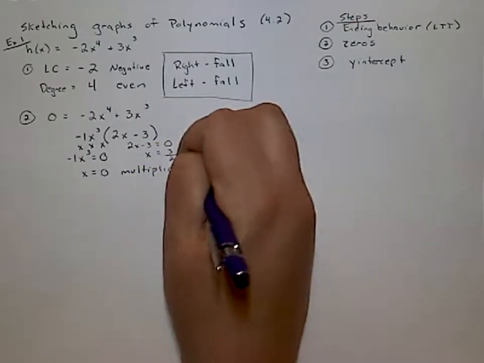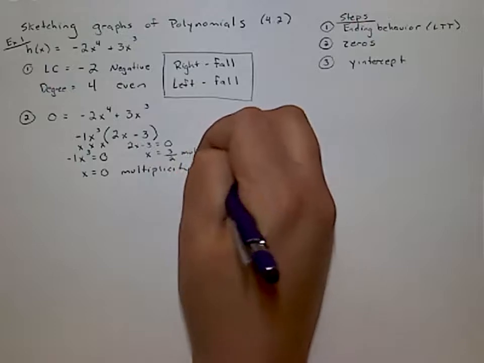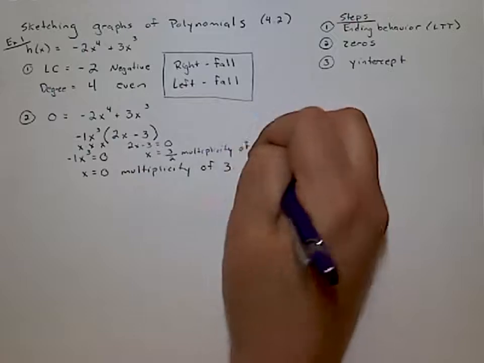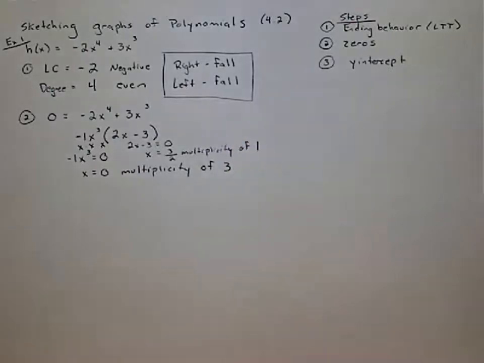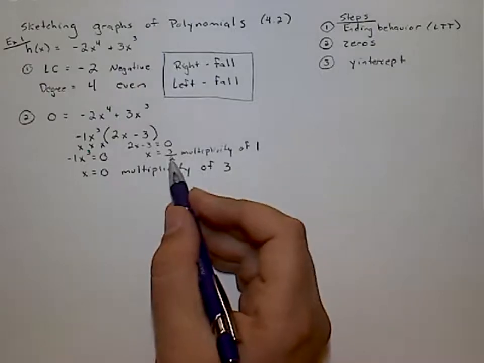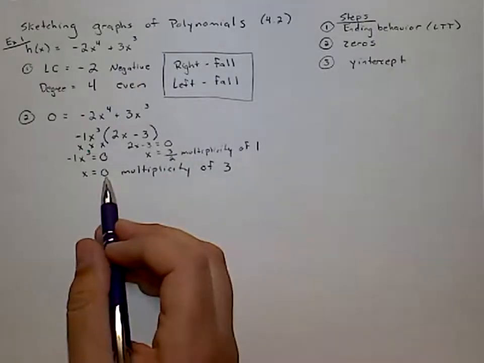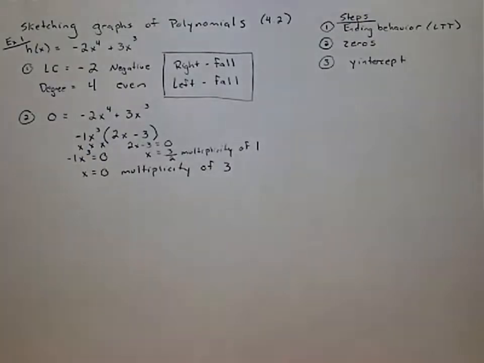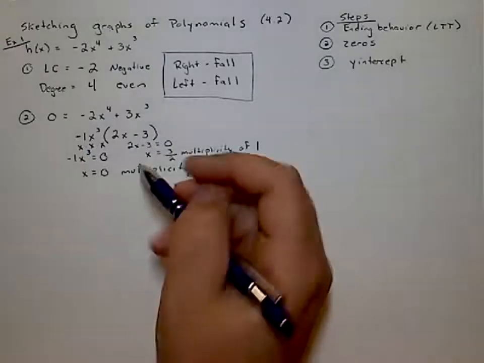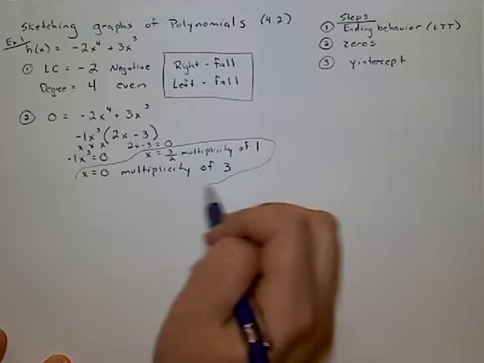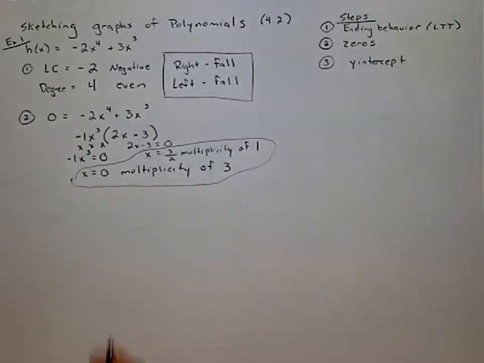Now that just has a multiplicity of 1. Spelling multiplicity is always tricky sometimes. So we know that we are going to be crossing at 3 halves and also crossing at 0 because they're both odd multiplicities. So we're going to be crossing at each. Okay, so that's kind of our second thing. Could have written that a little neater.